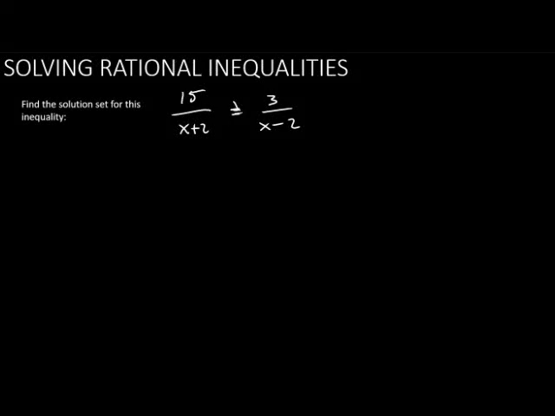Here we'll do some rational inequality practice. We have 15 over x plus 2 is greater than or equal to 3 over x minus 2. The first thing we'll need to do is find the LCD of these fractions.